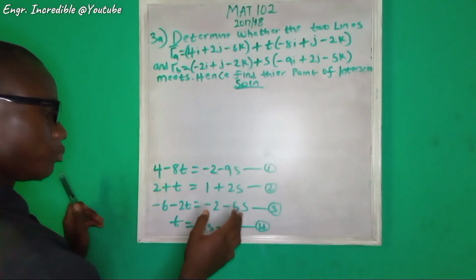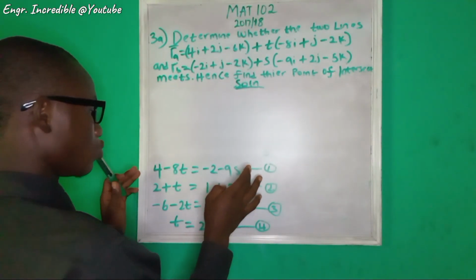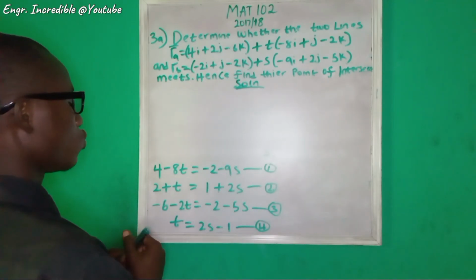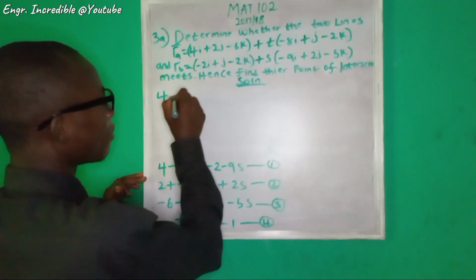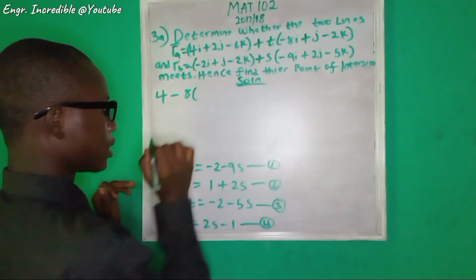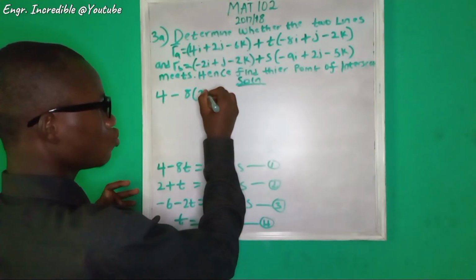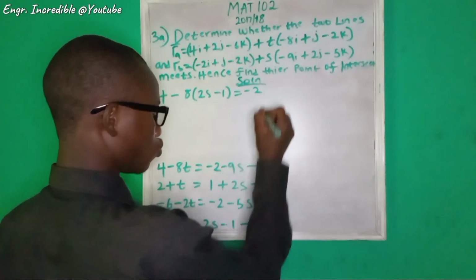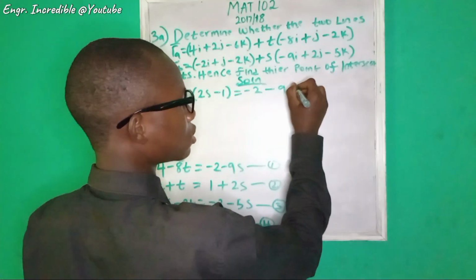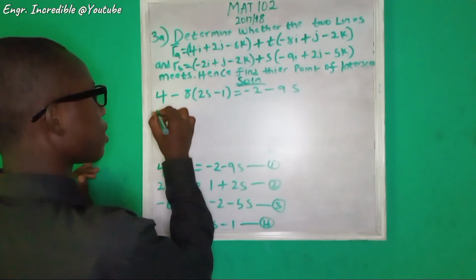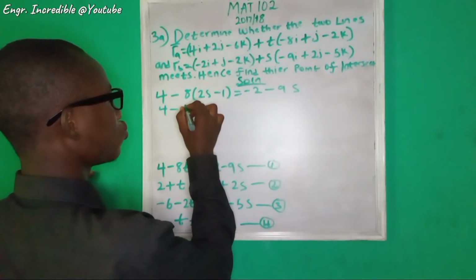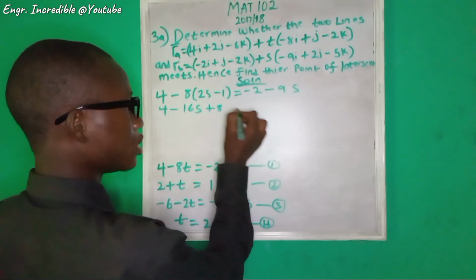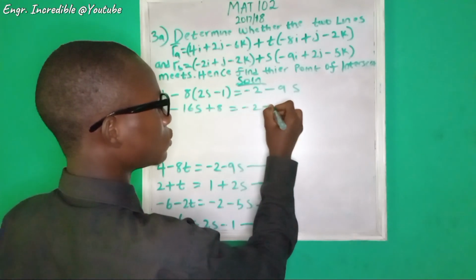So now let's go to another equation. Let's say equation 1 or equation 3, whichever is befitting, but I'll pick equation 1. So I have 4 minus 8 in brackets. I have my value for t here, which is 2s minus 1. Then I close my brackets, equals minus 2, then minus 9s. So now I expand my bracket. I have 4 minus 8 times 2, we have minus 16s. Minus 8 times minus 1, we have plus 8, equals minus 2 minus 9s.